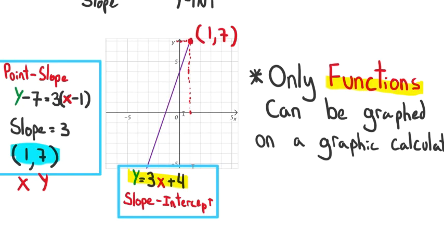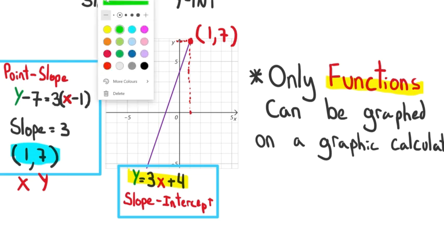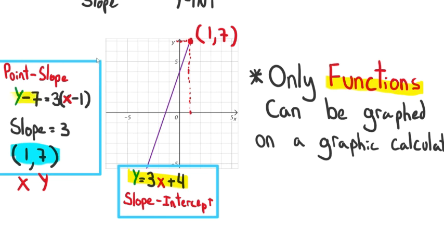That can visually be seen that both equations are the same. Both equations are the same, just being represented in two different forms. Y minus 7 equals 3 times x minus 1, where you have a slope of 3 and a punto of 1,7, and slope-intercept form, y equals 3x plus 4, where you have a slope of 3 and a y-intercept of 4.